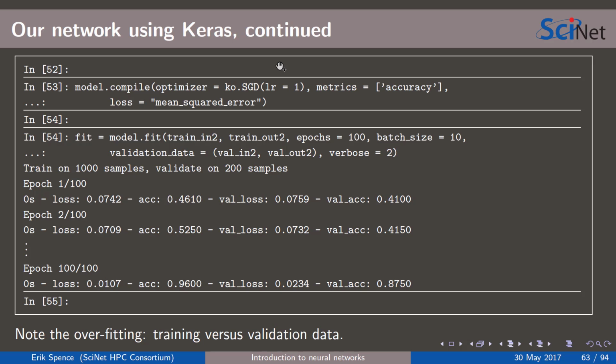Once you've compiled it, you run the fit. Fit equals model.fit. Put the data in. Number of epochs, we'll talk about what that means in a minute. Batch size, again, we'll talk about that in a second. Validation data, and then verbose if you want to see all the output as it calculates things. And then it's going to march along, and then there's your accuracy on the training data. And here's your accuracy on the validation data.